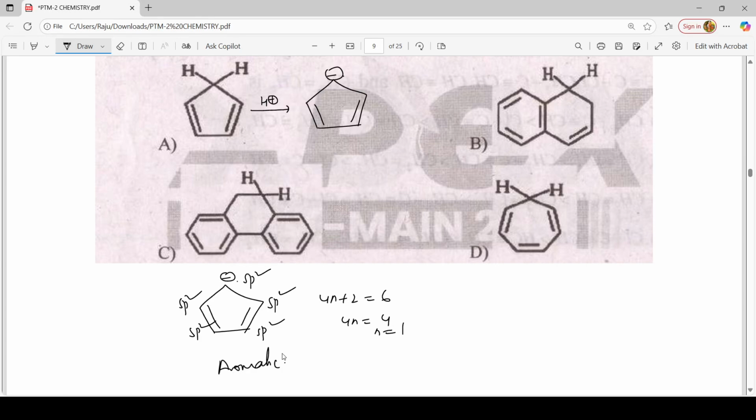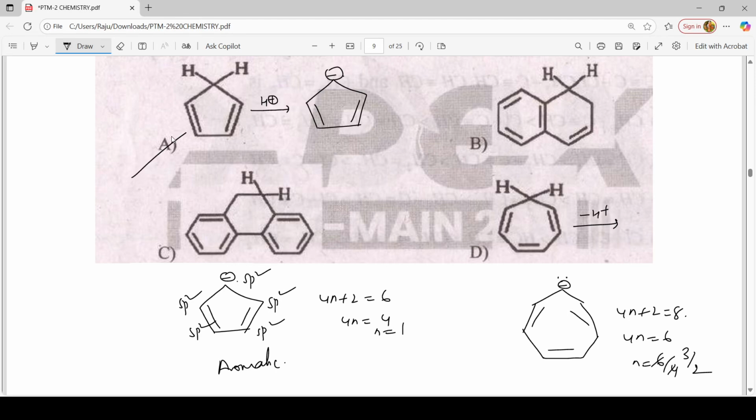Come to the case of option D. Suppose the H plus ion is removed. So 4n plus 2 is 8, 4n is equal to 6, n is equal to 6 by 4. So here you get a fractional value, so this is not aromatic.